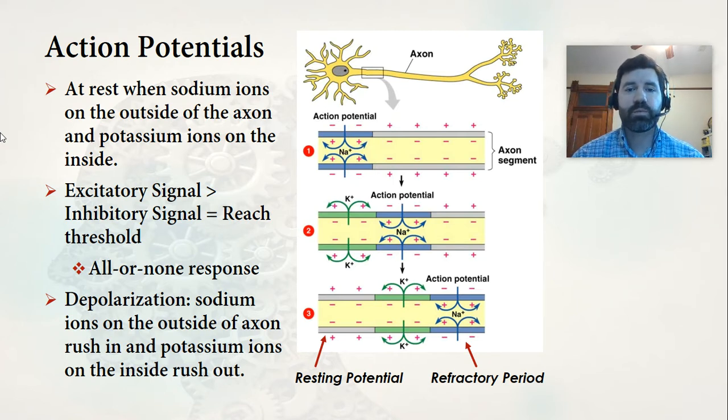And what happens is when a neuron gets excited, when it's stimulated, then the sodium ions are going to rush inside of the axon. And when it rushes inside of the axon, that's the process of depolarization, where you have these ions that are separated at first, they're polarized, they become depolarized with an action potential. This happens when excitatory signals from neurotransmitters exceed the inhibitory signals, and they reach what's called a threshold. And remember that neurons fire on an all or none response.